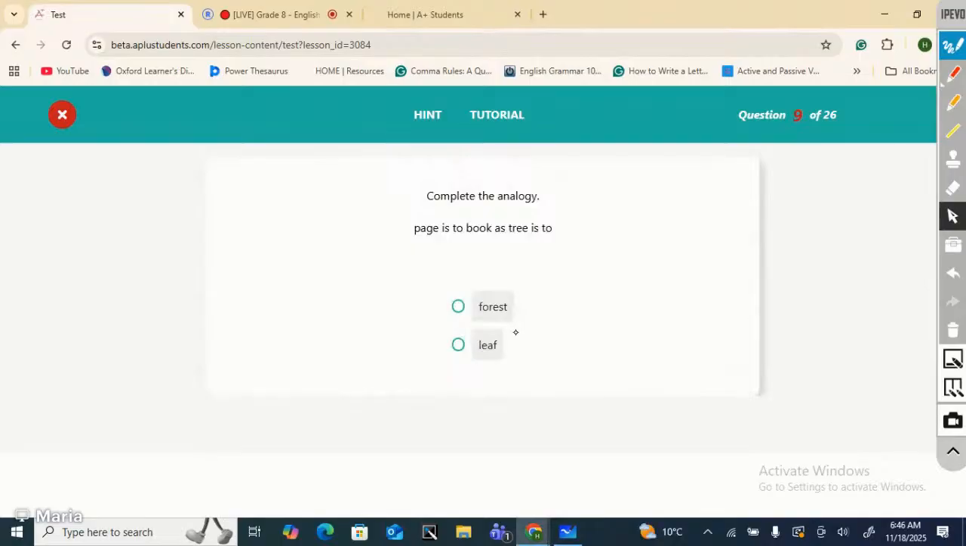Page is to book, as tree is to what? Page is to book. Part of a whole, part and whole. Page is a part of this whole book. Now you have to find a relationship in the other pair, which is the same as part and whole. So if tree is a part, what is the whole? Forest or leaf? One or two?